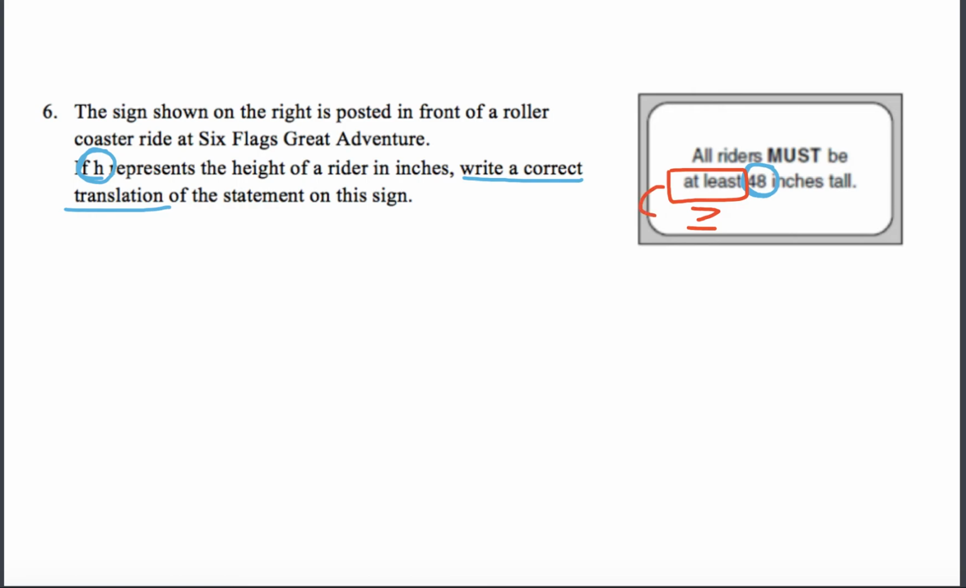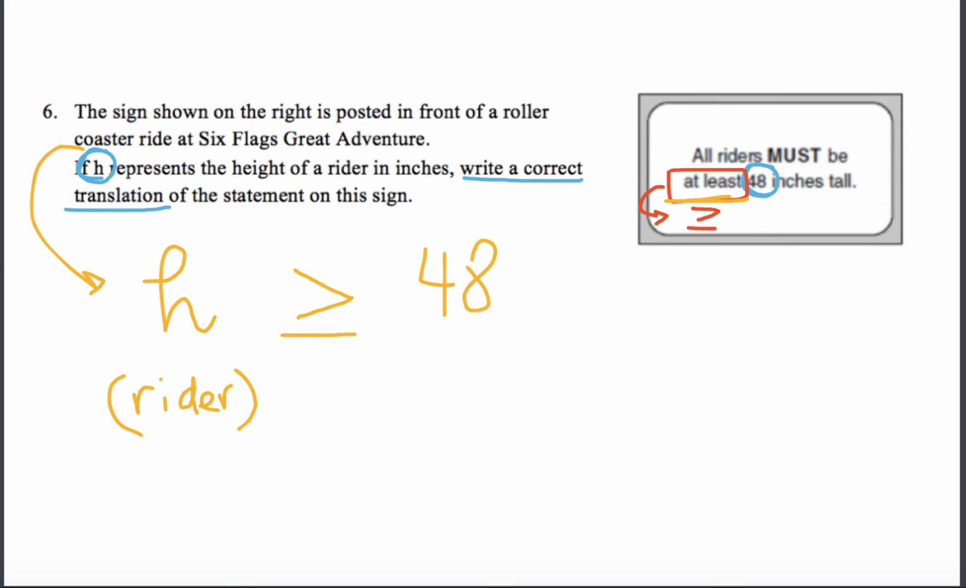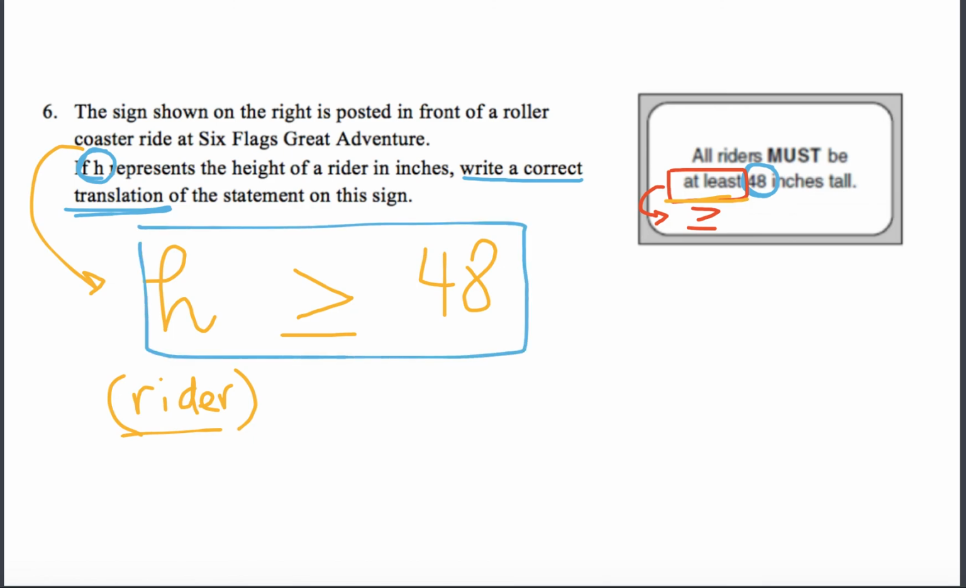I've circled, I've boxed, I've underlined. Now I'm going to put this together. So it said if H, I'm going to use the variable they gave. H represents the height of a rider. So the rider, just as a reminder to myself, H is the rider, must be at least, so greater than or equal to, 48 inches tall. So the rider must be greater than or equal to 48 inches in order to ride this ride. So a correct translation, always coming back to the question at the end, is H is greater than or equal to 48.